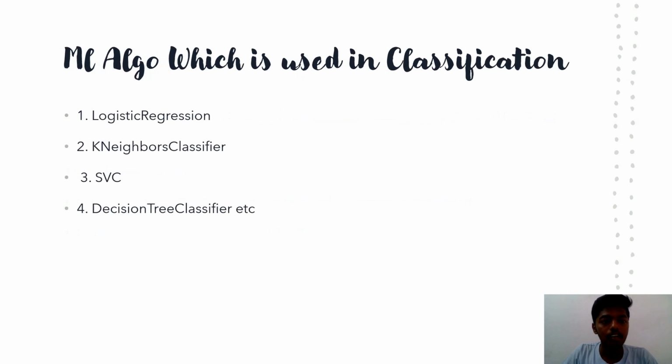Which algorithms are used in classification? Logistic regression, which by name is known as regression but works as a classifier. The next is the k-nearest neighbors classifier, the third is SVC, and the decision tree classifier, etc. There are many more algorithms, but these are a few examples I am showing you.